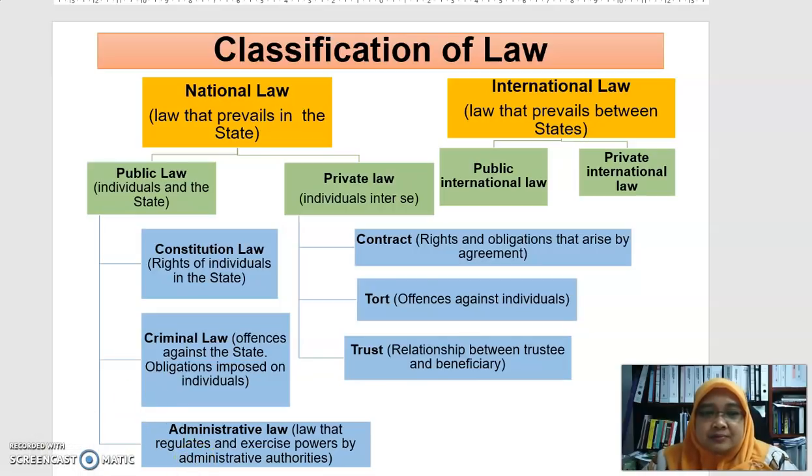So we have looked at national law in general. The next one is international law, which is the law that prevails between states. So this is between one state and another state, so between Malaysia and another country.